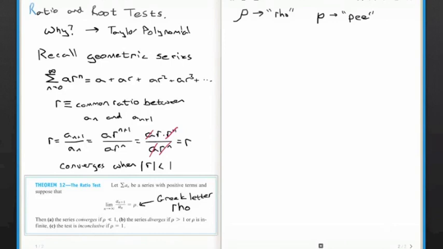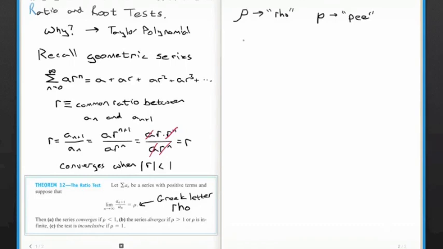The series converges if rho is less than 1. So if there's some ratio between a term and the next one, and at the very end rho is less than 1, the series converges. The series diverges if rho is greater than 1, or rho is infinite, so if it keeps getting bigger. The test is inconclusive if rho equals 1. So I'm going to go off my notes here a little bit.